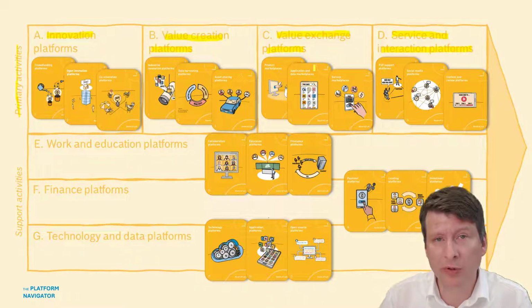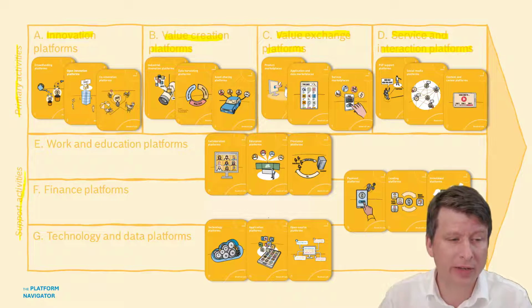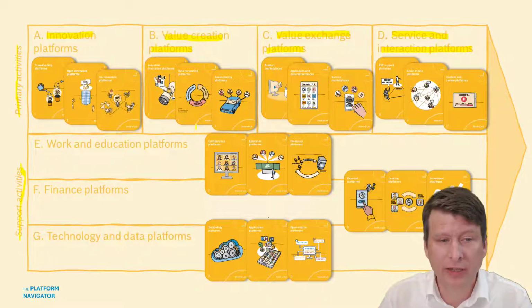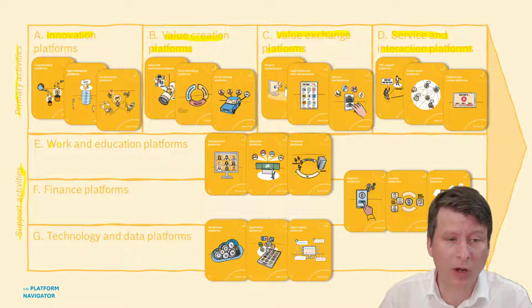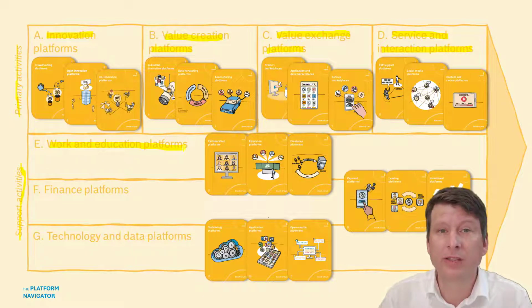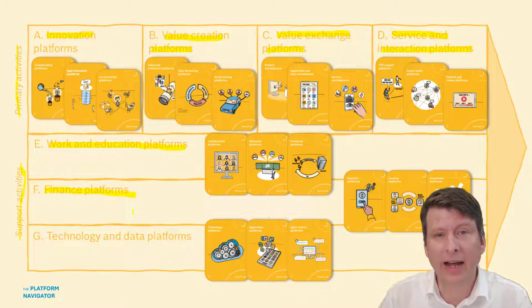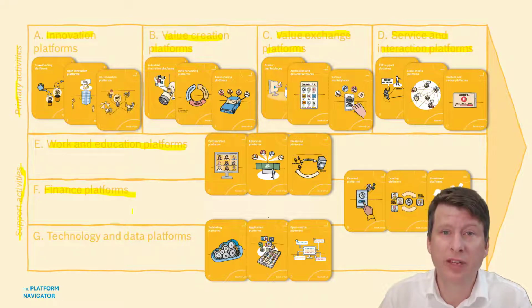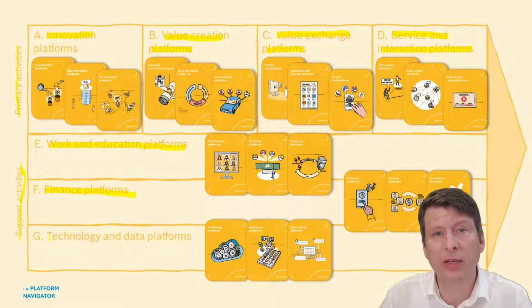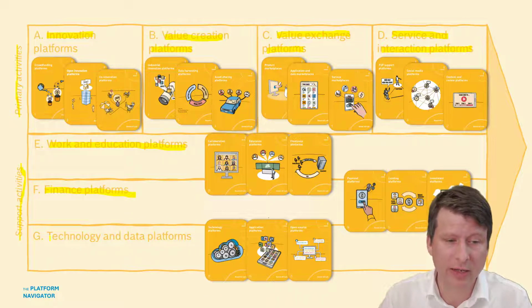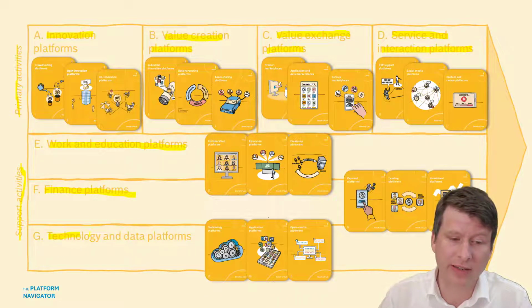Complementary to these primary activities, we have support activities. And support activities, it's about HR, work and education. It's also about finance and management. And ultimately, we have to set the basis for our company to run efficiently and effectively. So we are talking about technology and data.